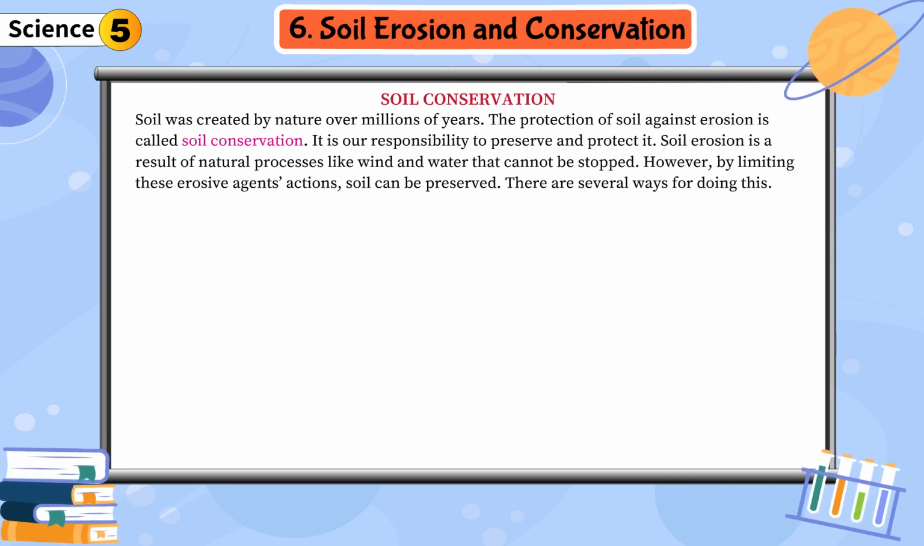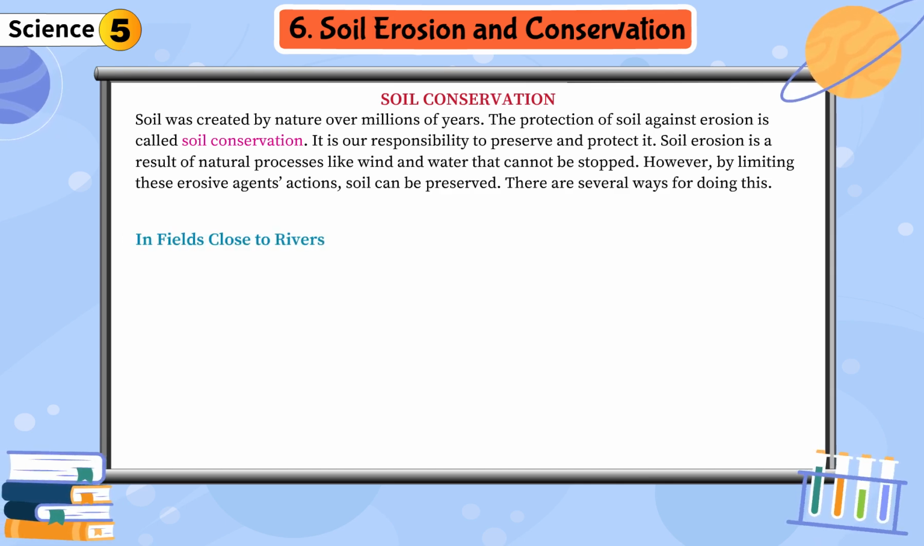It is our responsibility to preserve and protect it. Soil erosion is a result of natural processes like wind and water that cannot be stopped. However, by limiting these erosive agents' actions, soil can be preserved. There are several ways for doing this.